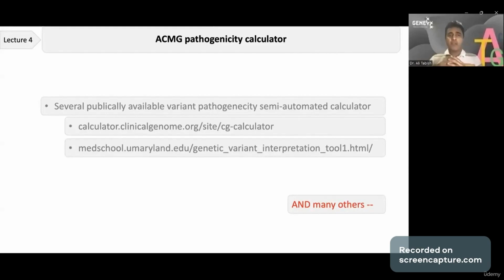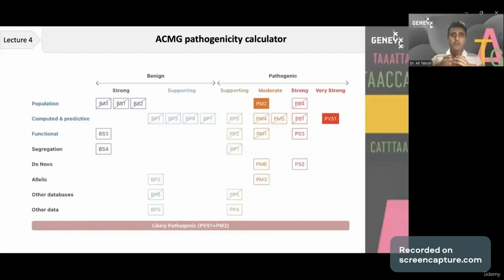So there is one calculator from ClinGen. You can go into this website and try to curate the variants and try to learn how it works. And there is also another one from the University of Maryland. You can use that. These are freely available.